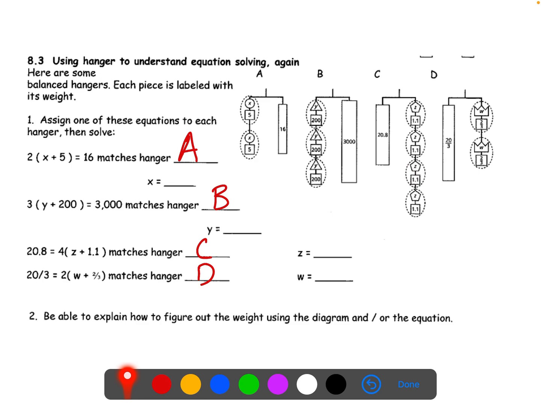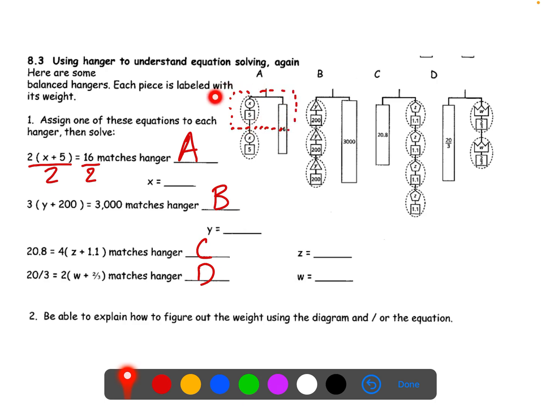So for A, which is where we're going to start, I have my 2 groups equal to 16. Okay, immediately I can just focus in on one group, and I would do that here in the equation by dividing both sides by 2. That's the inverse of what's happening here. This group is being multiplied by 2, so I'll cancel that by dividing it by 2. So I could do that.